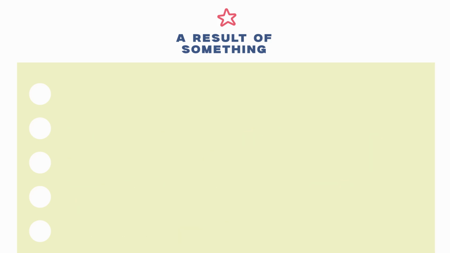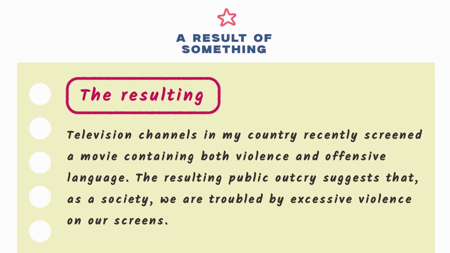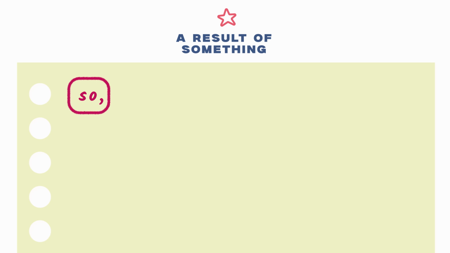The next linking word is "the resulting," and then we have again a noun phrase. Now let's use it in a sentence. Television channels in my country recently screened a movie containing both violence and offensive language. The resulting public outcry suggests that. So this public outcry is the result of that. So I talk about this in a way something like this. The resulting, and then noun phrase, public outcry, suggests that as a society, we are troubled by excessive violence on our screens.